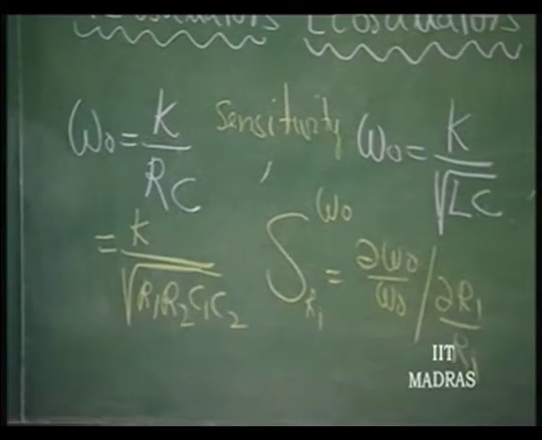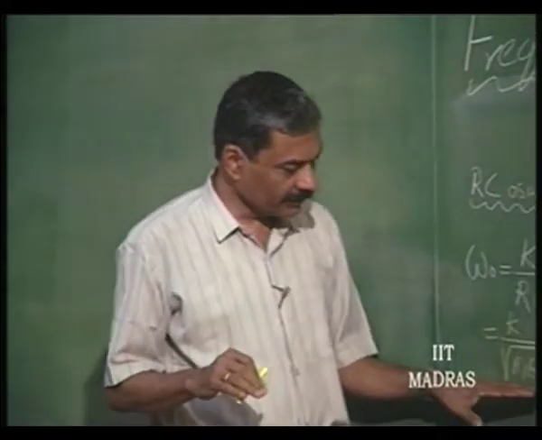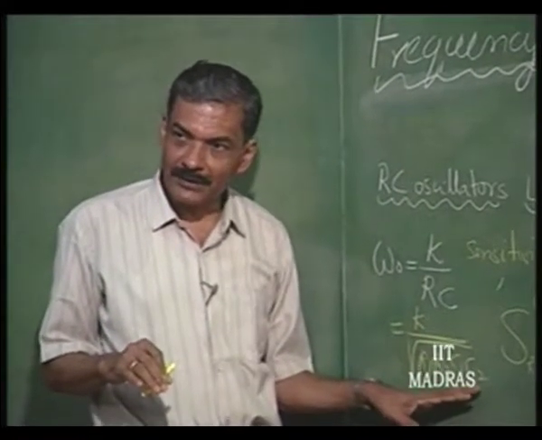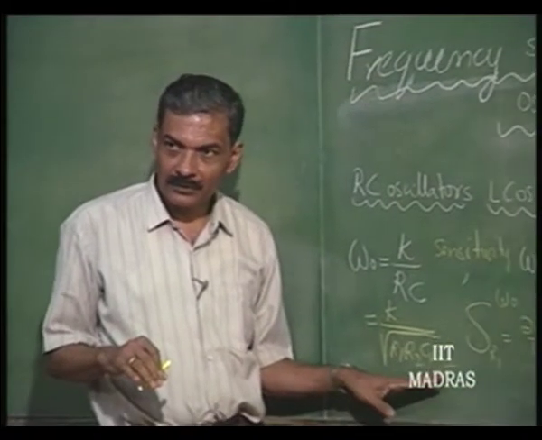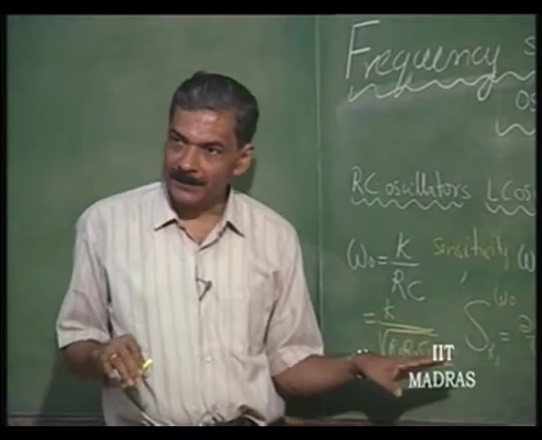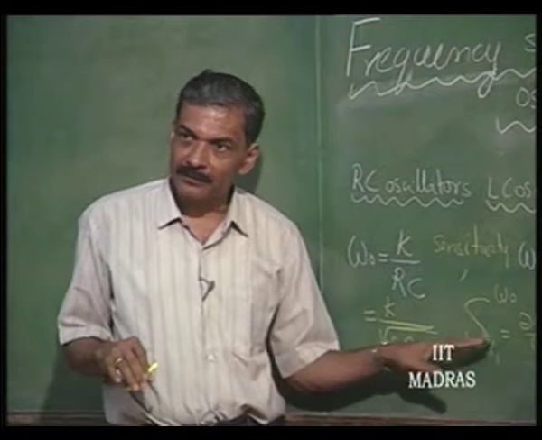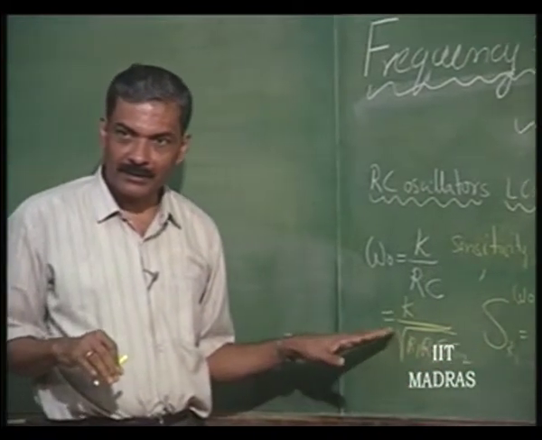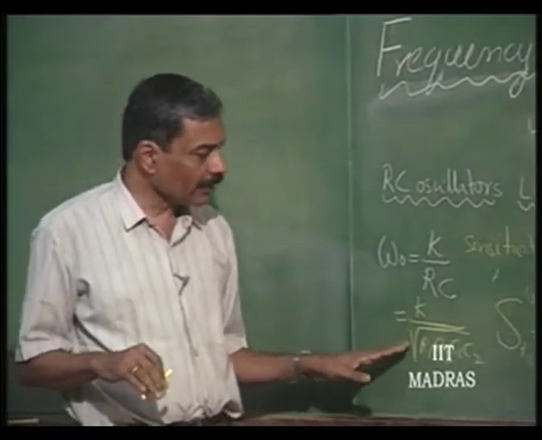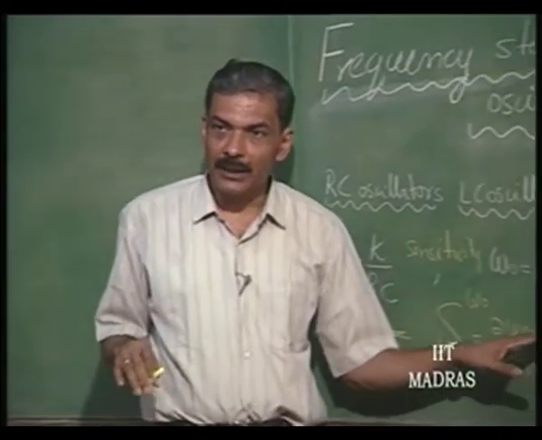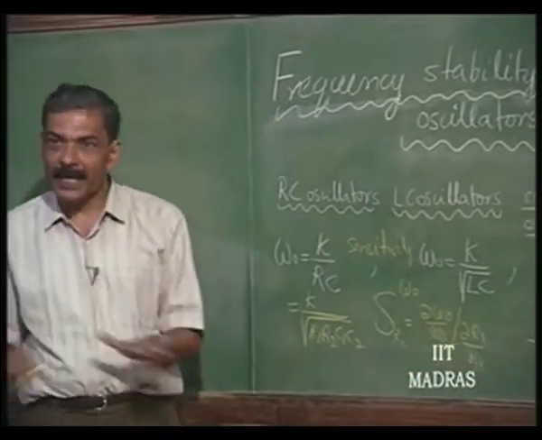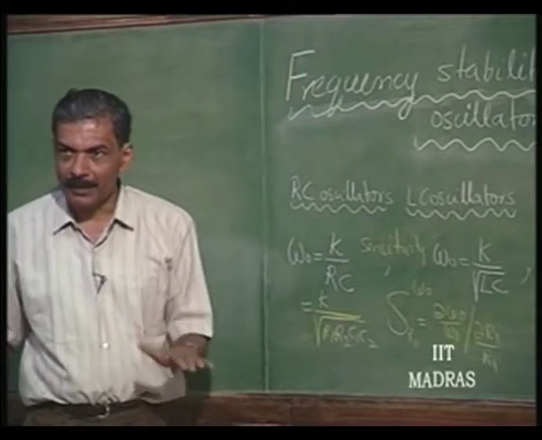So, passive parameters are made stable in their value. They are selected in such a manner that these values do not change with temperature or time, so that the frequency does not change with temperature or time. That is one aspect of frequency stability. Whether it is an RC oscillator or an LC oscillator, the performance is the same in terms of passive parameter sensitivity.